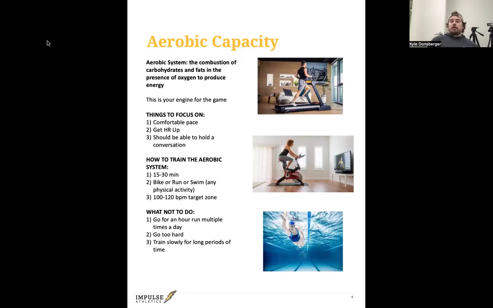We don't want to go for an hour run multiple times a day. We don't want to go too hard. So we want to focus on keeping it steady, keeping it at a pace you can maintain. And we don't want to train too slowly for long periods of time because that's going to make you slower. It's not going to help you on the field.